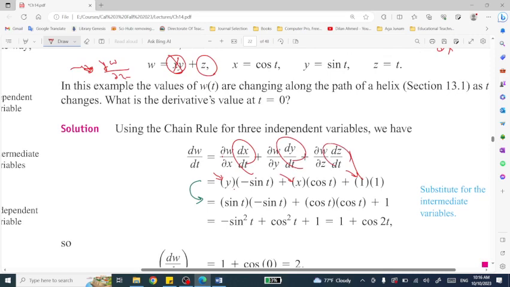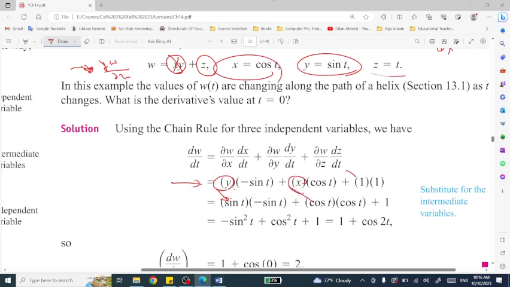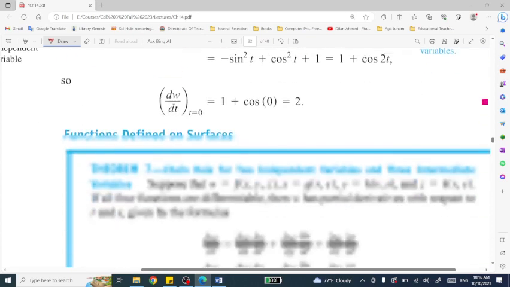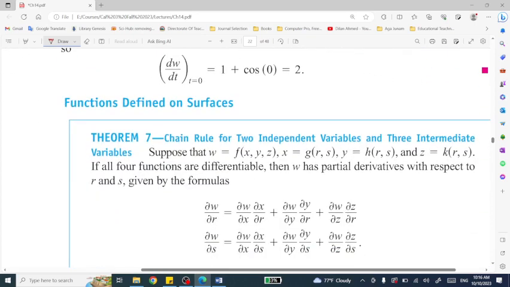You will change all to t. Check the given: y is cosine, x is sine, so all of them are in t. Then put t as 0. You will get the result. Yes, it's simple.